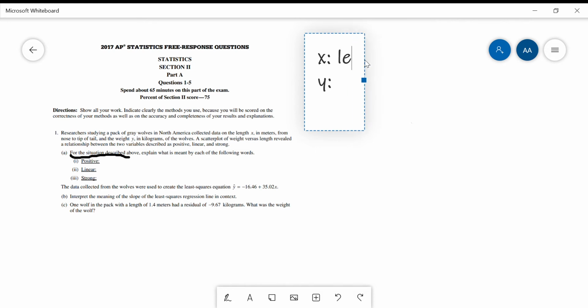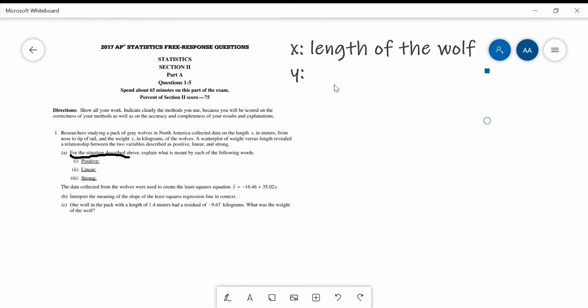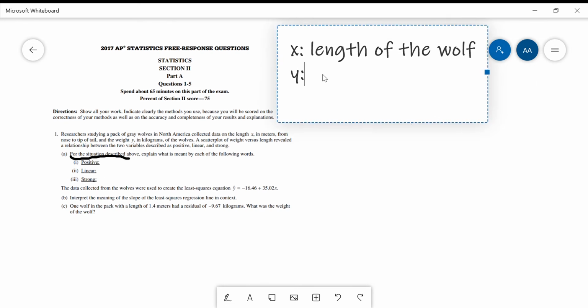So x is the length of the wolf, and y is going to be the weight of the wolf. And you could include units. I'm not, because I just want you guys to be able to see, but length is in meters, weight is in kilograms. So what information did they give us?